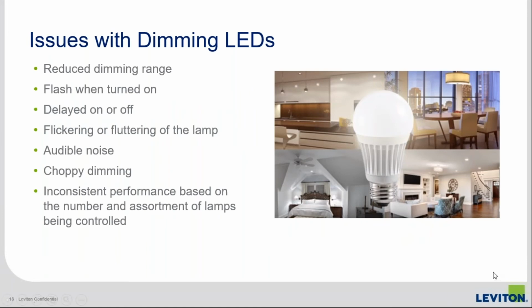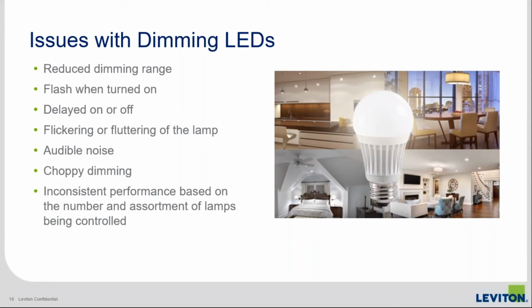Okay, so some of the issues that they see when they do have compatibility problems will be reduced dimming range, whether it's the high end, the bulb doesn't go as bright as it can be, or it doesn't go down low enough, so you can't dim the brightness of the LEDs low enough. You can also see, of course, everybody's seen the flashing or the flickering of the bulbs where they go on and off. Sometimes you could see it delayed on or delayed off as you're turning on the lights. It'll take some time to get to brightness.